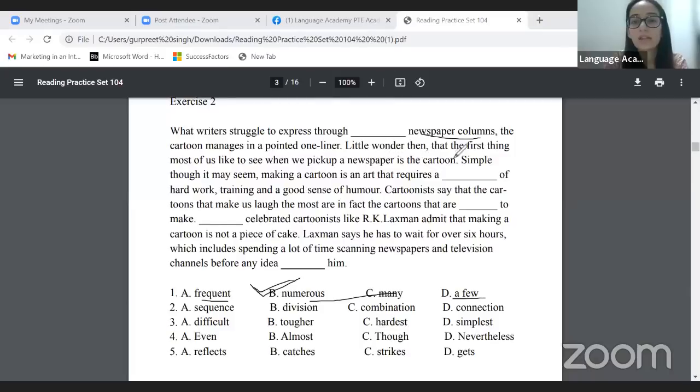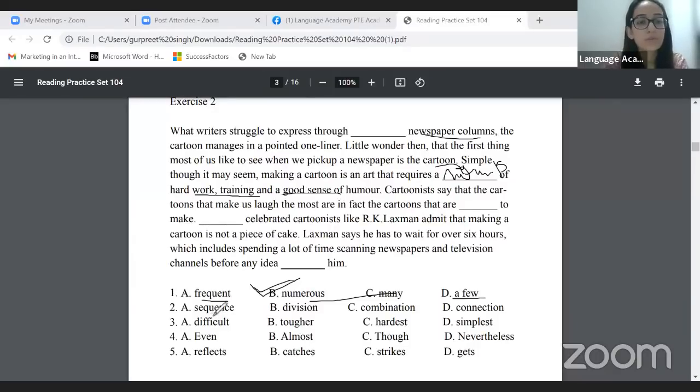Little wonder then that the first thing most of us like to see when we pick up a newspaper is the cartoon. Simple though it may seem, making a cartoon is an art that requires a dash of hard work, training, and good sense of humor. So after a comes a noun, that is our analysis. And it should obviously be a singular noun, a dash of hard work, training, and good sense of humor. So a dash of three things.